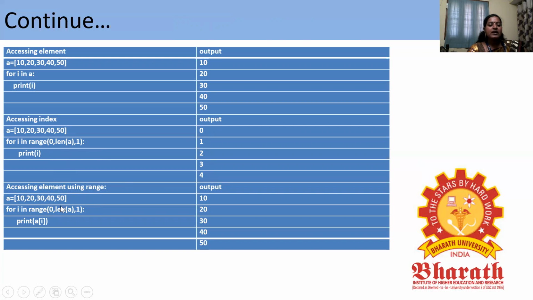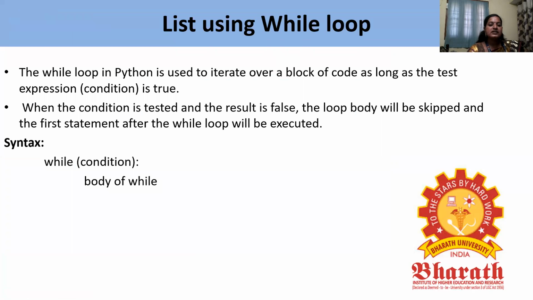The same program only, instead of writing this I, we can give A of I. So if you give that index value, you will take the values 10, 20, 30, 40, 50 from the list. And the next one is using the while loop.